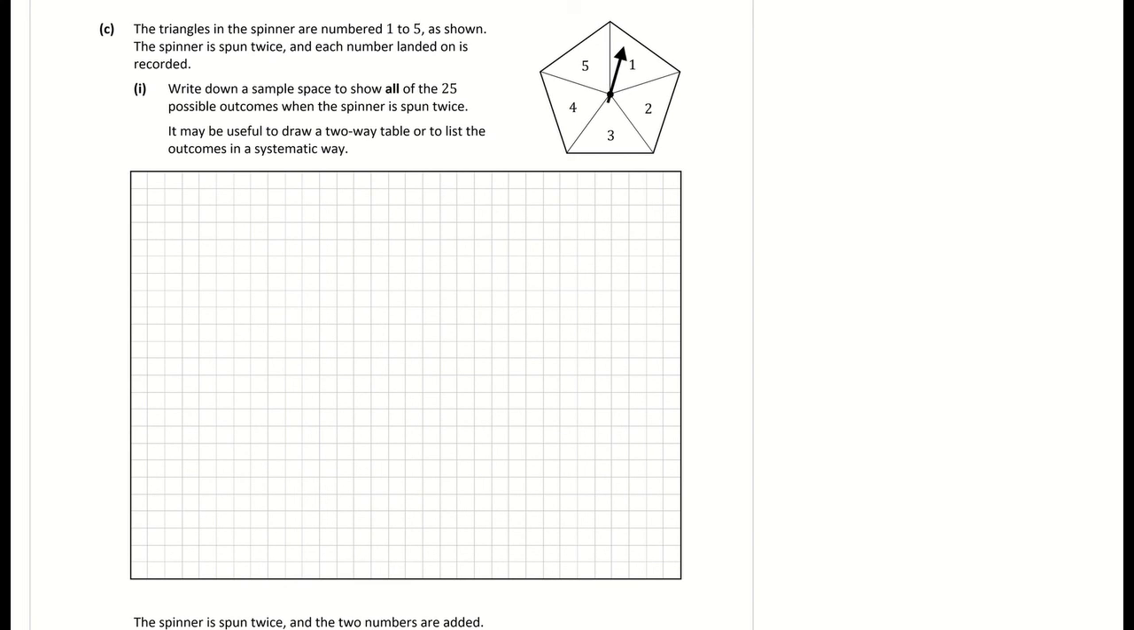C part 1, write down a sample space to show all of the 25 possible outcomes when the spinner is spun twice. It may be useful to draw a two-way table or to list the outcomes in a symmetrical way.